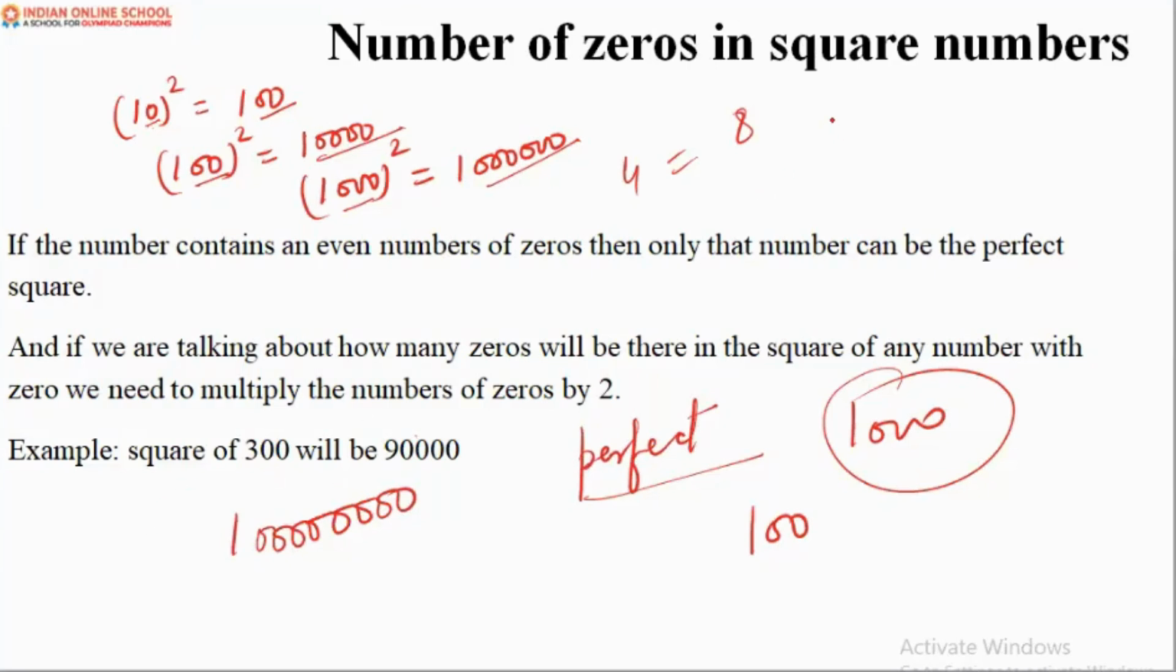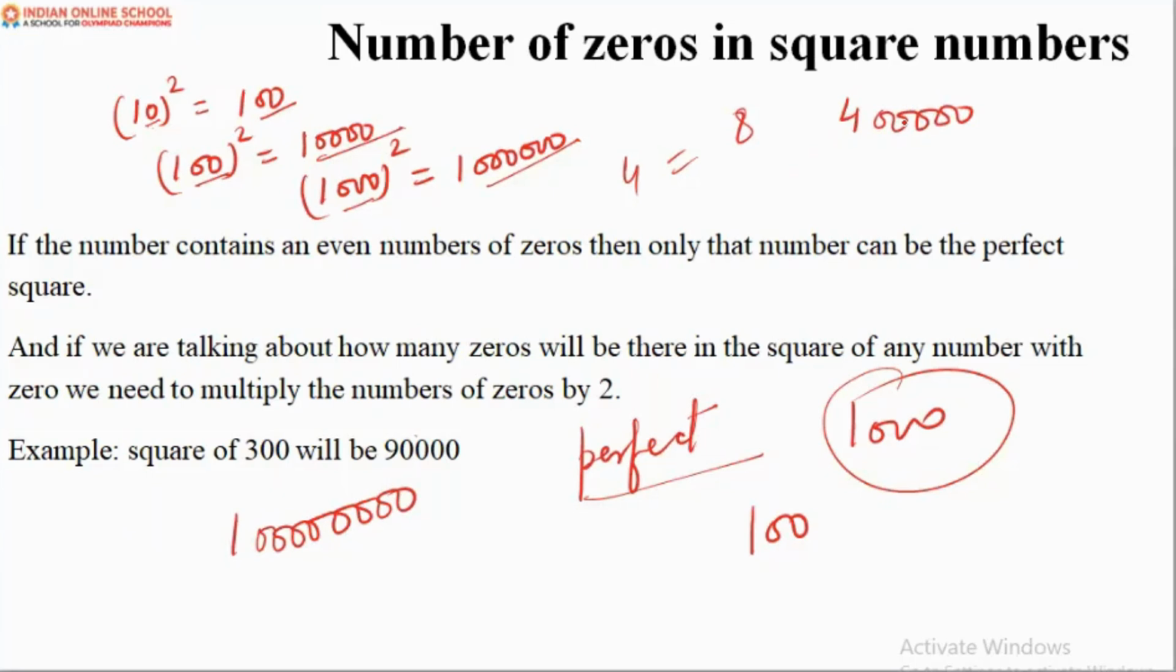If I'm writing one of the numbers, which is this, now just tell me, is it a perfect square? No, ma'am. Why? Because it has 5 zeros, and 5 zeros cannot make a perfect square. Very nice. Very good. Okay. So understood till here.